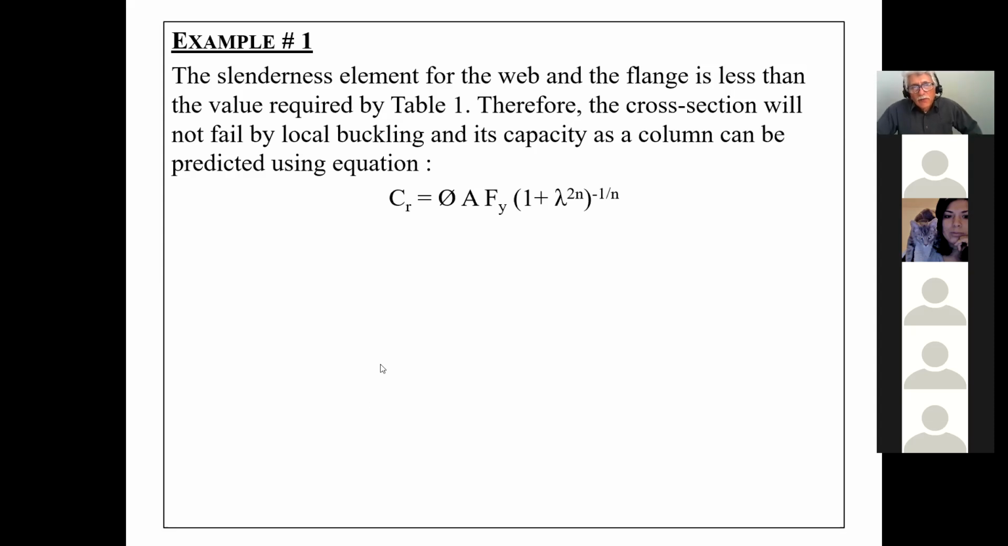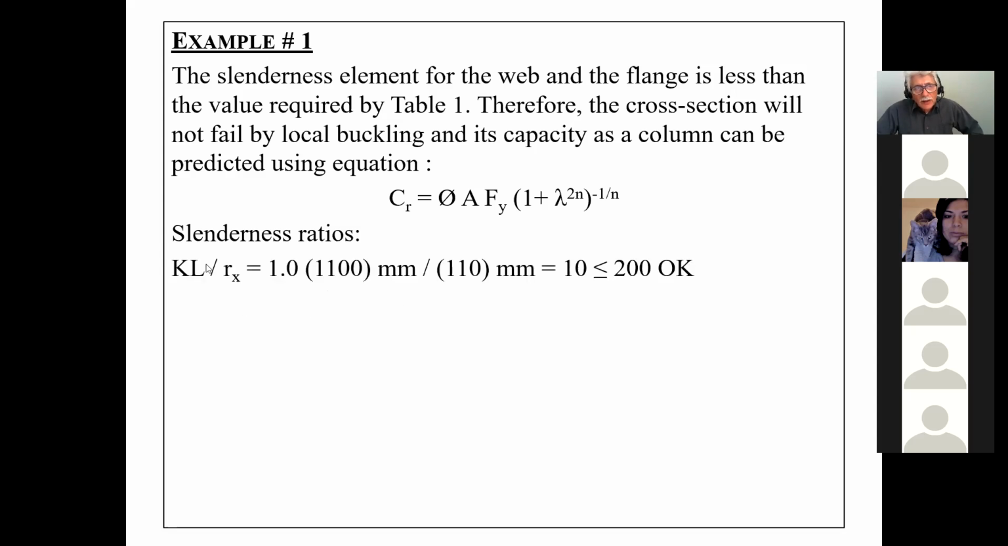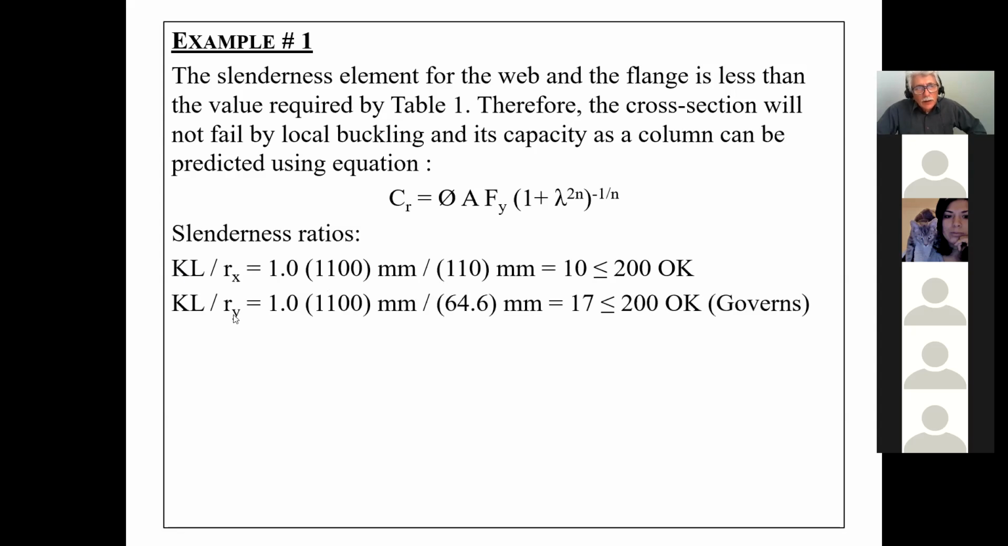So now, of course, we check the slenderness ratio. That is KL/rx, okay? And KL/ry. Now, it's always the higher slenderness ratio that will govern your resistance. In other words, because it goes into the denominator, it drastically reduces the value. And here it's less than 200, not a problem. Here is still less than 200, not a problem.